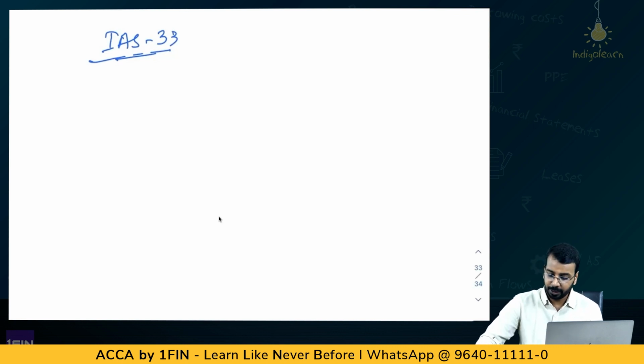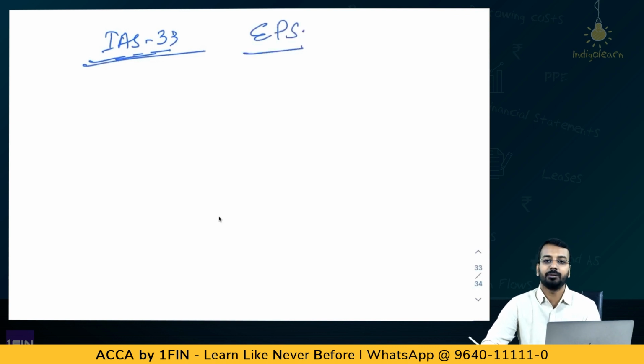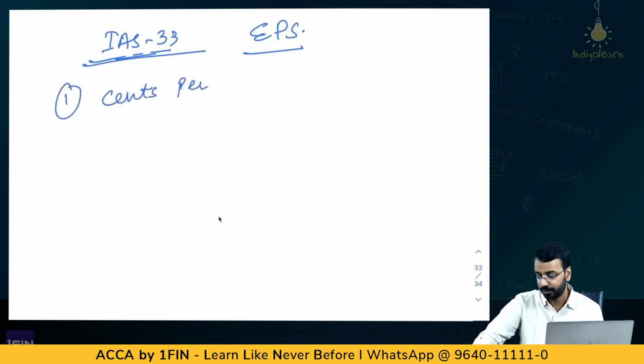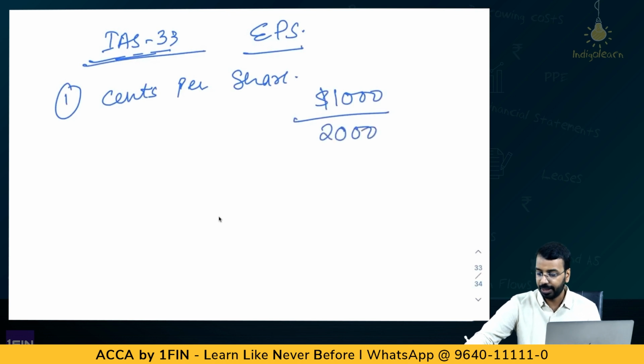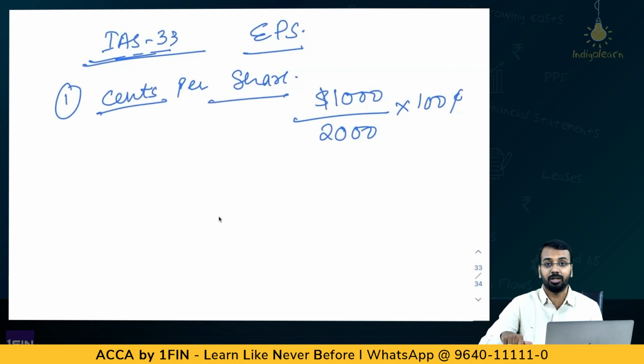Coming to IAS 33, this deals with earnings per share, a very important component in presentation of financial statements. Very important thing to remember, you will present them as cents per share. So whatever you calculate, for example, if profit is 1000 and number of shares are 2000, you will multiply this by 100 so that you get cents per share. So you will always present it as cents per share even though the numbers are given in dollars. That is one thing you have to be careful about here.